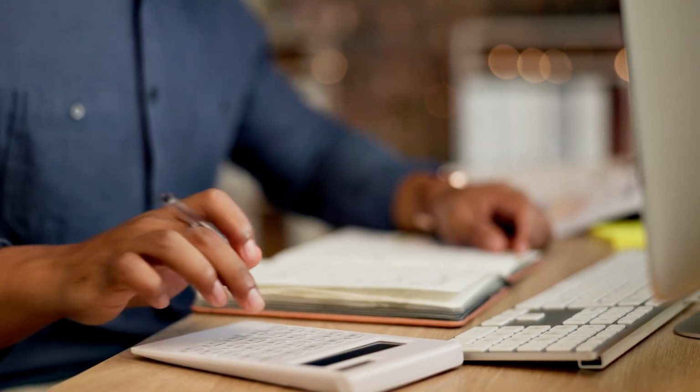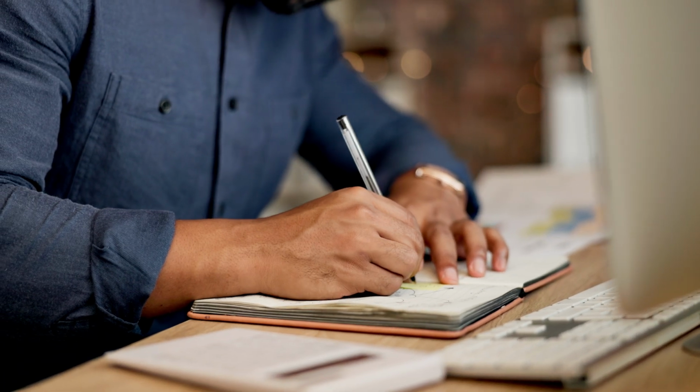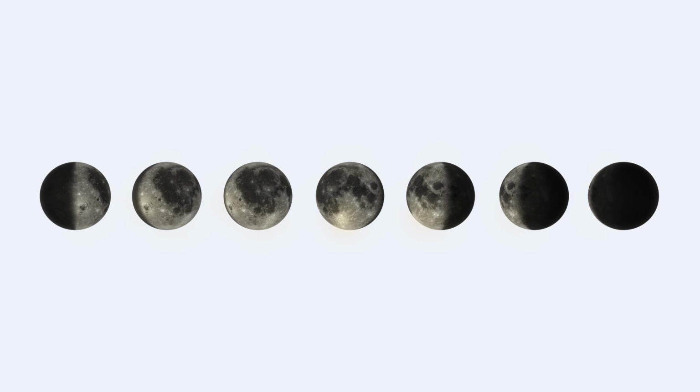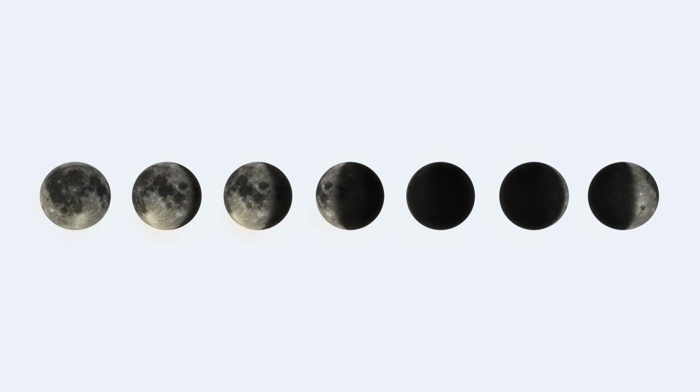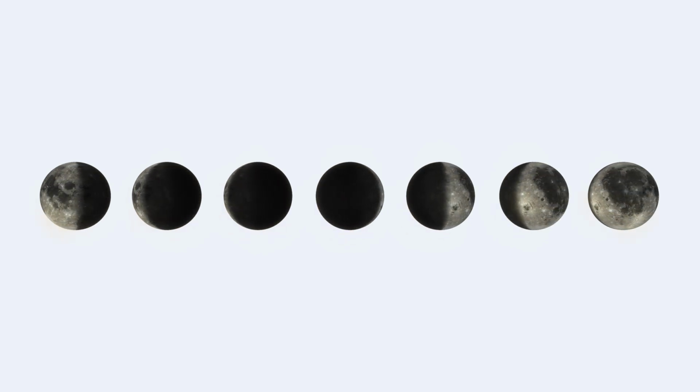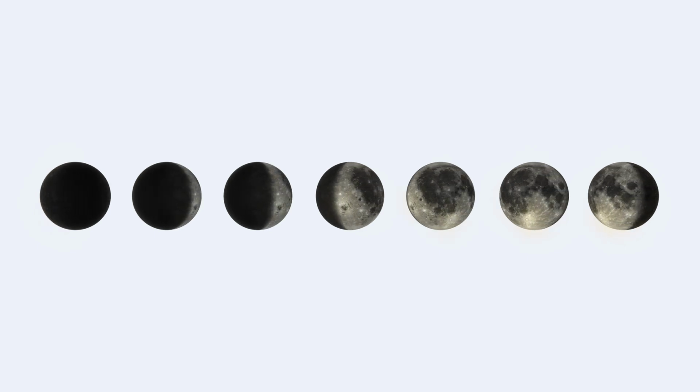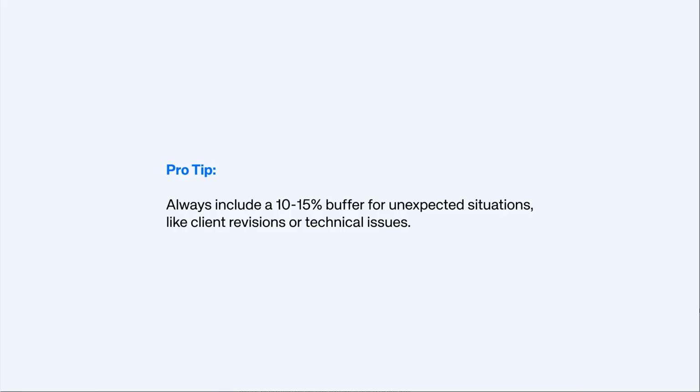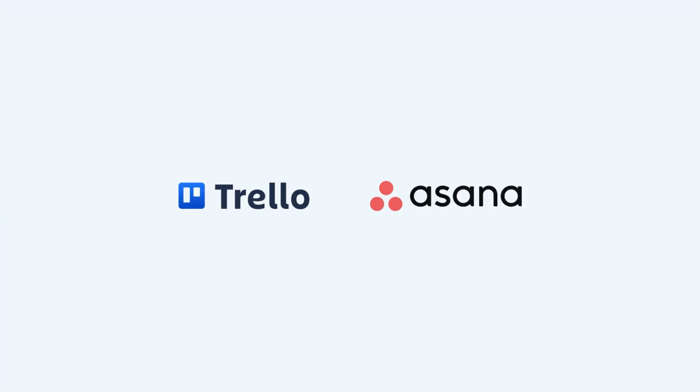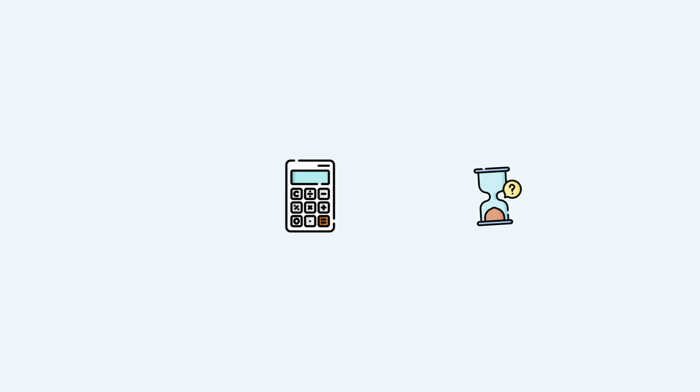Next, estimate the cost and time for each resource. To do this practically, break down the project into specific phases like design, development, revisions, and final delivery. And then assign hours or days to each phase. And always include a 10 to 15% buffer for unexpected situations, like client revisions or technical issues, okay? You can use tools like Trello or Asana to visualize these phases, making it easy to adjust resources as needed, okay? Allocating resources properly helps you avoid delays and also ensures you stay within budget.